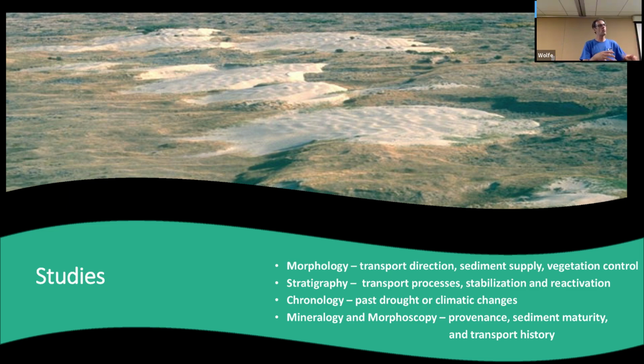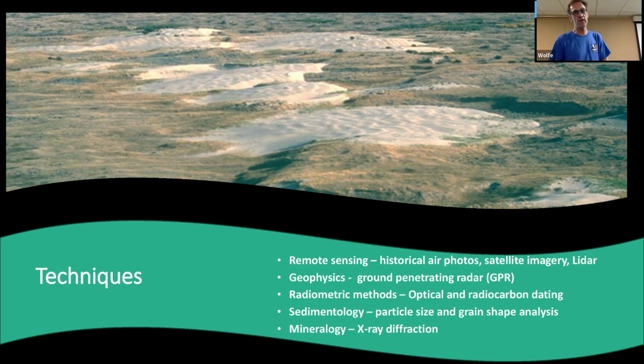We can figure out when there was a large drought by looking at the age of these dunes that occurred in the past, finding out when there were periods of significant dry periods in the past and other climate changes. We look at the mineralogy, and we look under the microscope at the shapes of the sand grains, to determine things about their transport history and where the sand grains actually came from. Hopefully we'll just see how this goes.